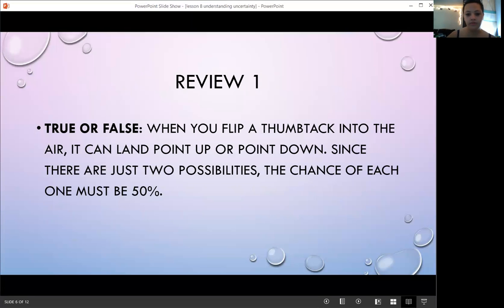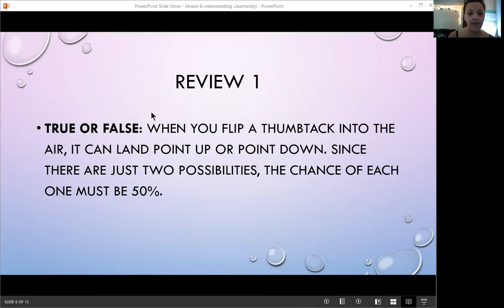All right, so we're going to do some reviews now. Our first one: true or false, when you flip a thumbtack into the air, it can land point up or point down. Since there are just two possibilities, the chance of each one must be 50%. Go ahead and pause the video and check to see what you think this answer would be, and we'll go over it.